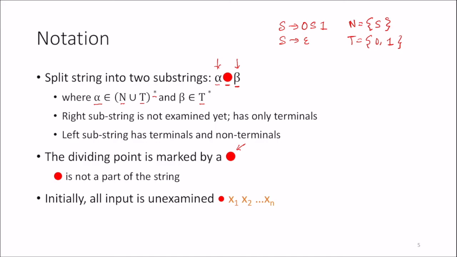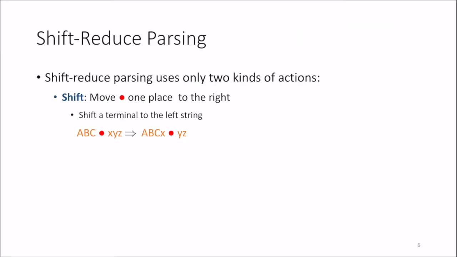Initially, all the input is unexamined, so we always start with the separator being on the extreme left. Beta, or the rest of the right hand side, is the input string. So we're given a grammar, we're given this input string, and then we have this separator. We're going to keep moving it across the string until our goal is to have all of the input string scanned, and we have a start symbol at the end of this process, hopefully, if the input string is recognized by the grammar. So in shift-reduce parsing, we only have two kinds of actions.